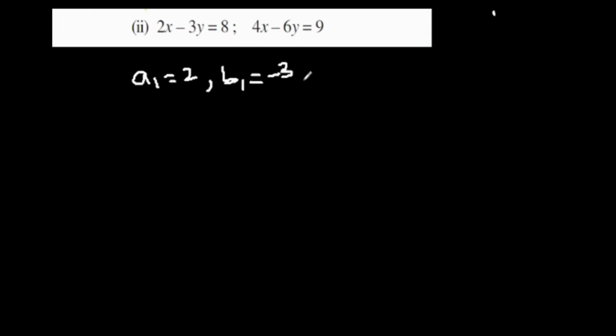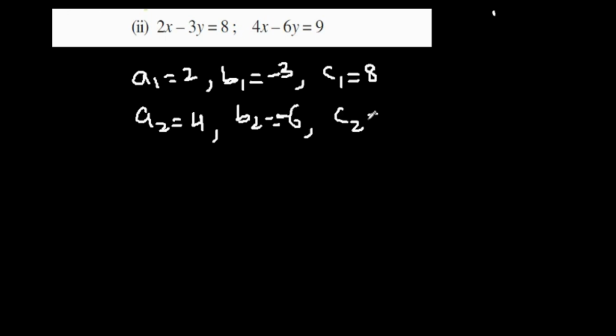We'll discuss the third question, second part now. To find whether the equations are consistent or inconsistent, we have to compare the ratios. So A1 is 2, B1 is minus 3 and C1 is 8. Now A2, the coefficient of x in the second equation, is 4, B2 is minus 6 and C2 is 9.